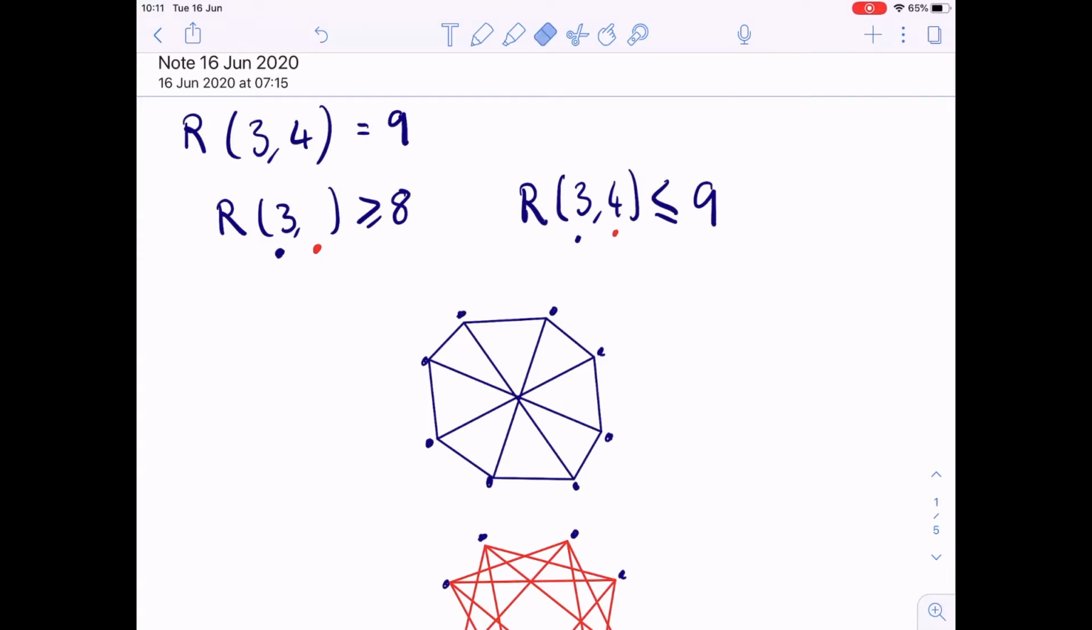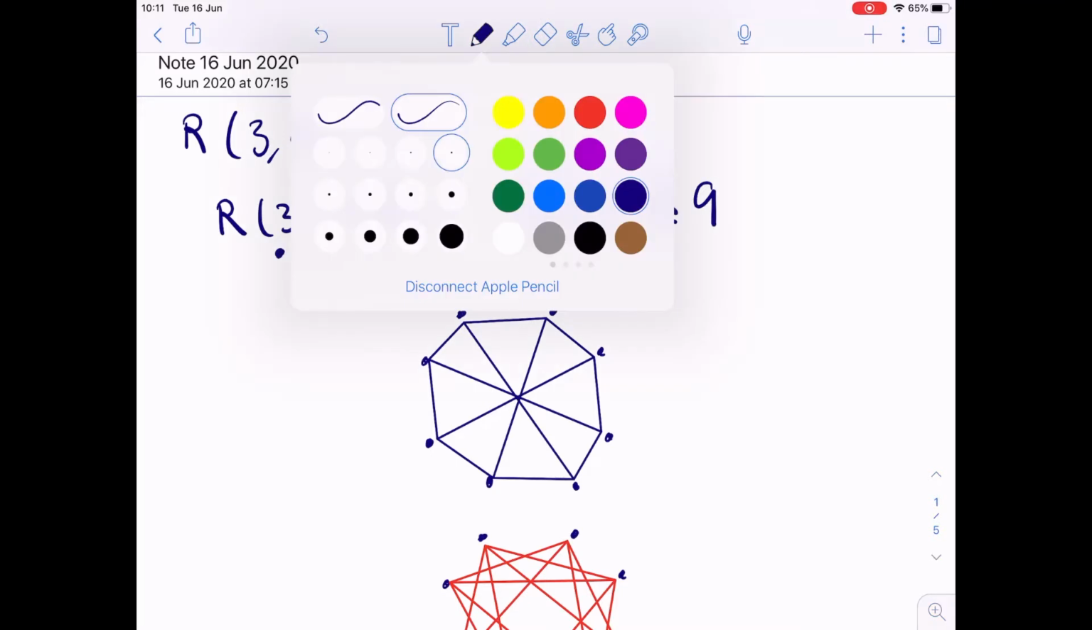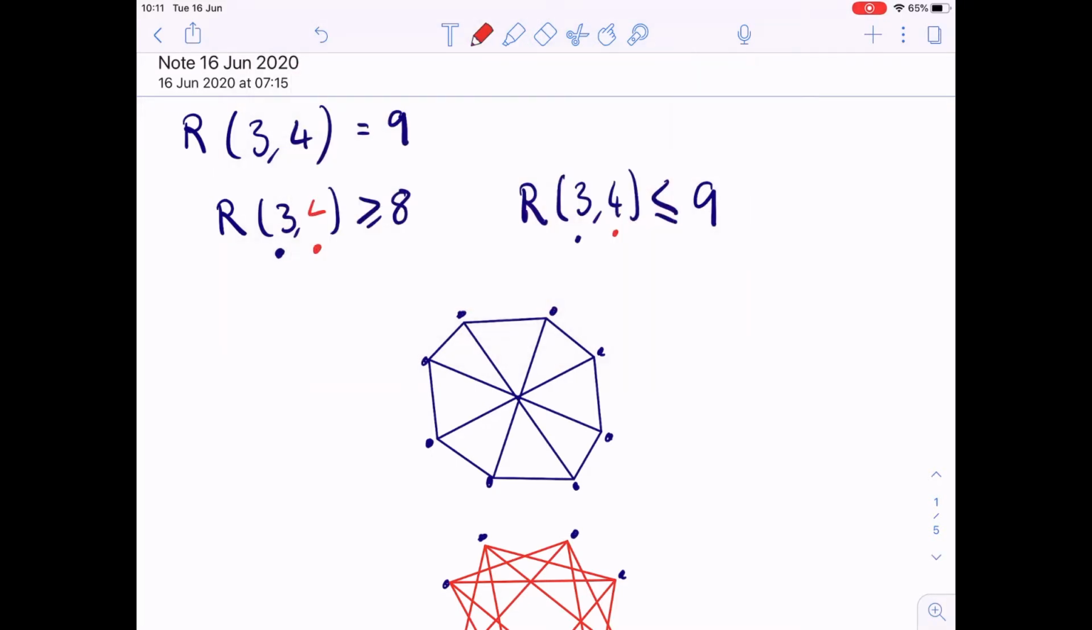Hello and welcome to this hopefully short video on me trying to prove that the Ramsey number of 3, 4 is 9. So to be able to prove a Ramsey number we need to go from above and below. I'm going to start off by looking at this lower bound, to show that the Ramsey number R(3,4) is going to be greater than or equal to 8.